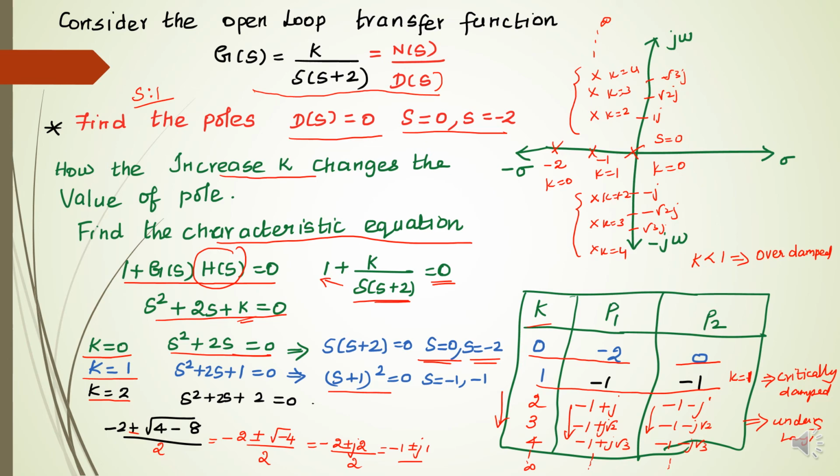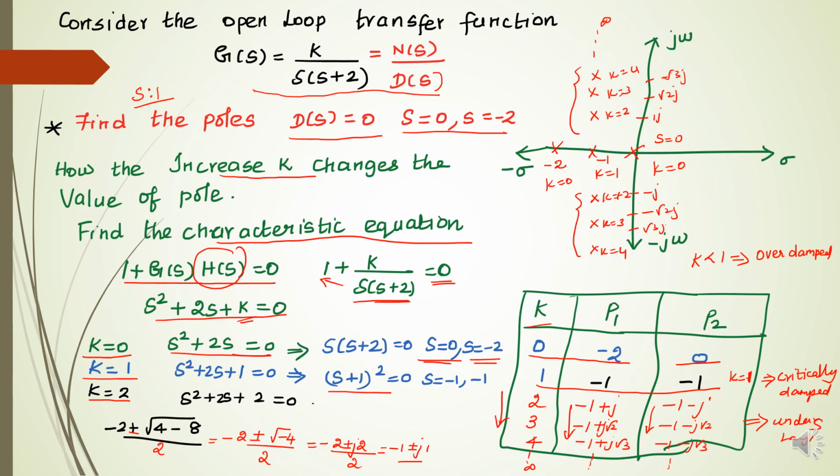Now we look at the underdamped system of the root locus. The real part of the complex root is the same. Real part is -1. There is no change in the real part. Here also there is no change in the real part. It is always the same. But the imaginary value only changes. Okay, so this is corresponding to the settling time of the second order system.